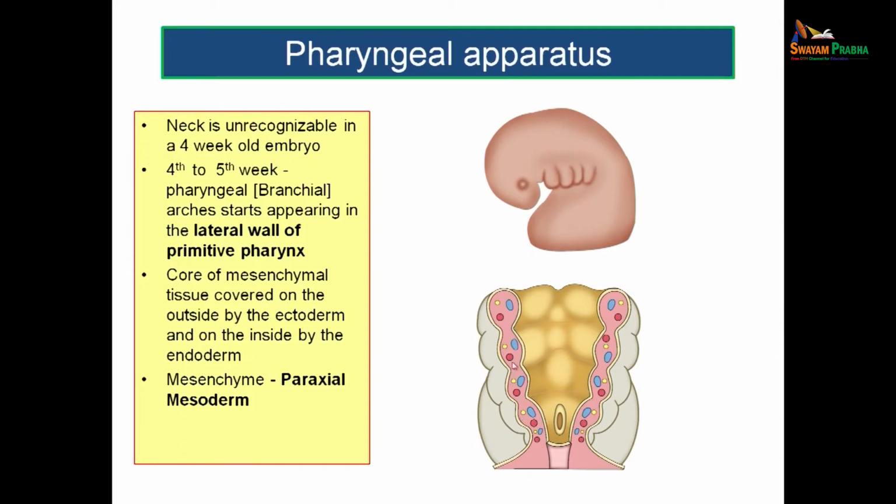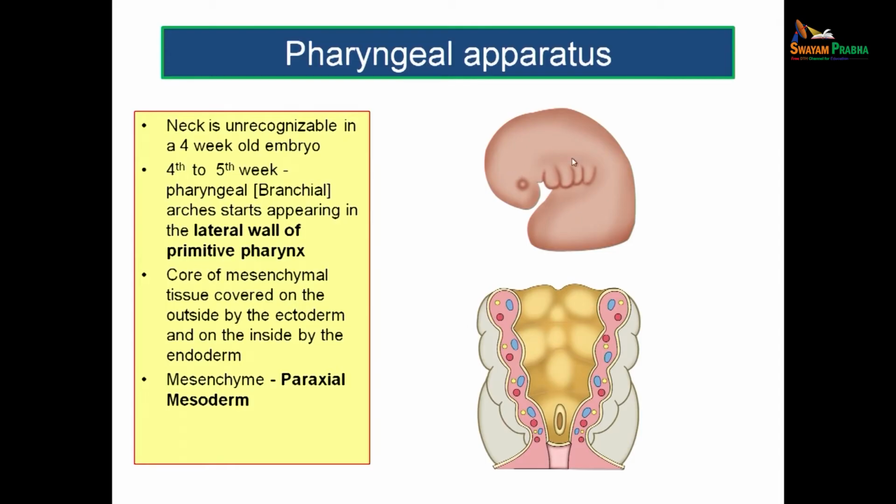If you have a look at this, you can see a core of mesenchymal tissue. This pink colored region is the core of mesenchymal tissue, and this is the outer aspect and this is the inner aspect. This is actually the floor of the primitive pharynx. In between the outer and inner aspects you have the core, and the core is made up of mesenchymal tissue.